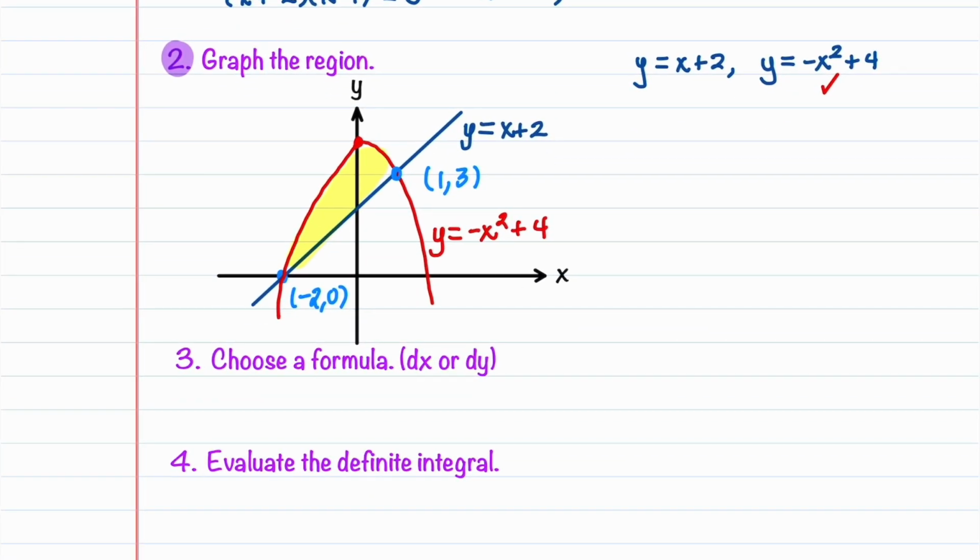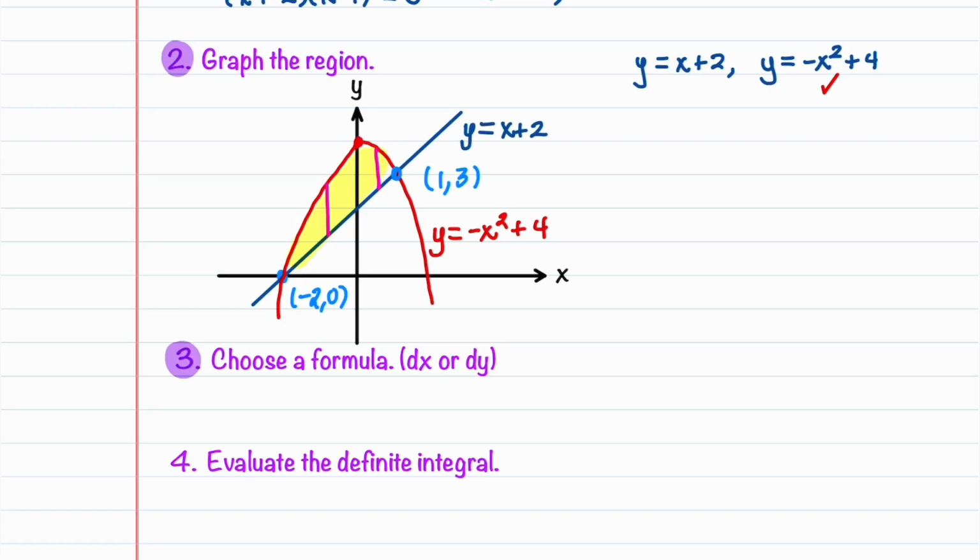The next thing that we're going to do is choose the formula for our area. We need to choose the formula based on if we want to integrate with respect to x or respect to y. If we integrate with respect to x, we want one curve on the top and one curve on the bottom. If we draw some straight lines, you can see from our graph that we do have one curve on the top and one curve on the bottom. Now let's see if we can integrate with respect to y.